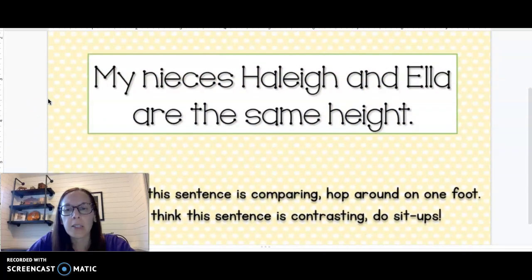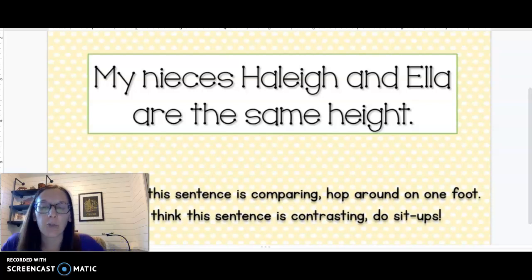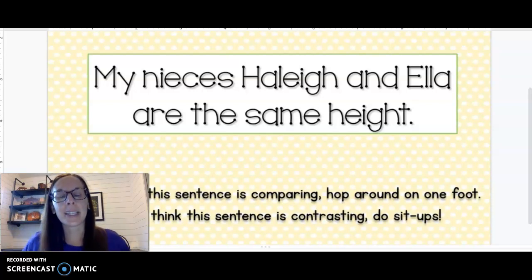Okay, so as we are doing this one, if you think it's comparing, I want you to hop around on one foot 3 times. If you think this sentence is contrasting, I want you to do 3 sit-ups. So you need to back away from wherever you are seated and or where your computer is and find plenty of space, because some of you are going to be hopping on occasion and some of you are going to be doing sit-ups on occasion. And depending on where your computer is, you can either leave it on top of a table or desk, or you might want to even put it on the floor.